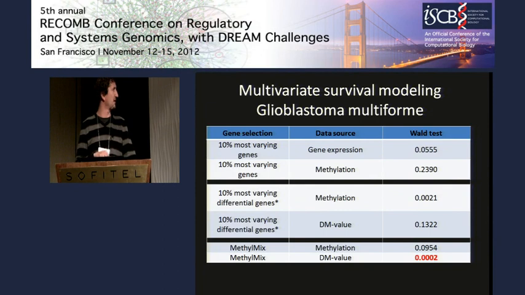If we compare that, for example, with the 10% most varying genes when using just gene expression data, we also compare this with using the 10% most varying genes based on just the raw methylation data. And we also looked at the 10% most varying differential genes at both the methylation level and at the DM level. And only when we focused on both functional and differential genes, we found the best results predictive of survival.